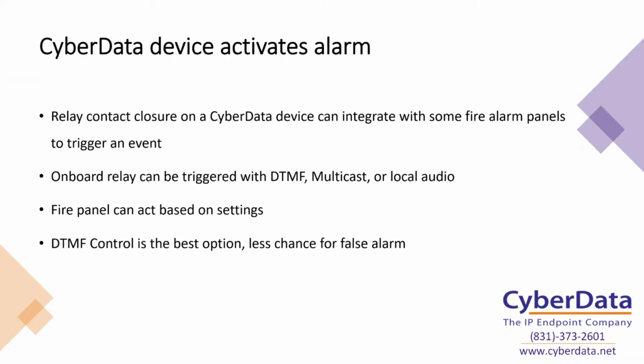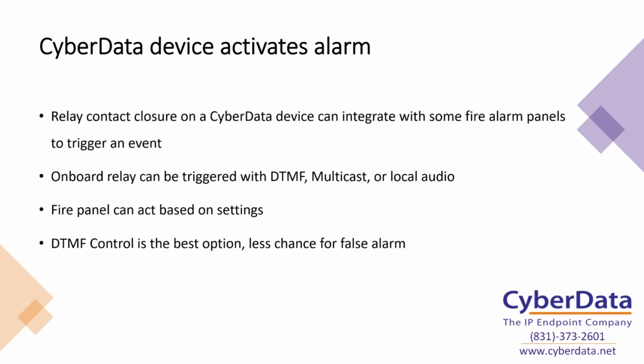So let's talk a little bit more about the specifics of these different cases. So a CyberData device, of course, can activate an alarm, and that's really going to be driven by the relay contact closure from a particular device. That's just going to be our onboard relay closing, and then the fire panel, depending on how that fire panel is set up, can take a different action. When you're dealing with our onboard relays, it kind of depends on which particular product you're working with to understand how that onboard relay can be triggered.